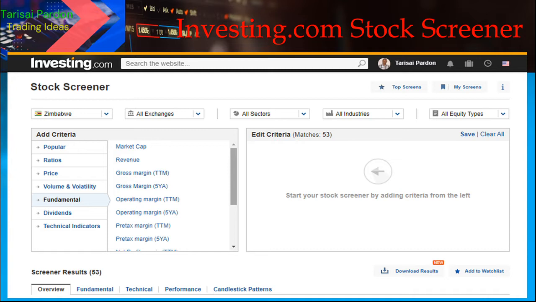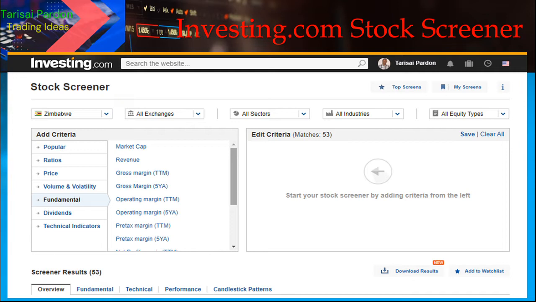Other information that can be used to screen for a counter include exchanges, where in some countries we have more than one exchange. We have information on sectors, industries, and equities, and these are the main categories that are going to be screened by our screener. Other additional criteria include ratios, price, volume and volatility, fundamental, dividends, technical indicators, and we further refine these additional criteria by editing them in the edit criteria.